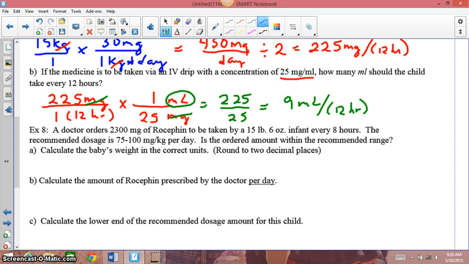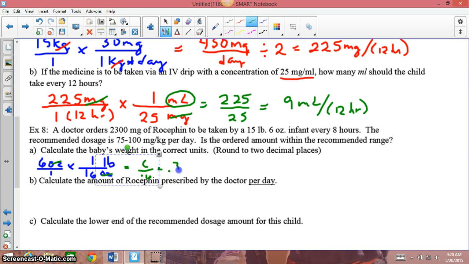I'm going to start then with converting those 6 ounces into pounds. So start with those 6 ounces over 1. And to go from ounces to pounds, we can do that directly. And from your formula sheet, it will tell you that there are 16 ounces in 1 pound. At that point then, the ounces cancel out. You multiply straight across and you have 6 divided by 16, which equals 0.375. Plus the 15 pounds that we already have.